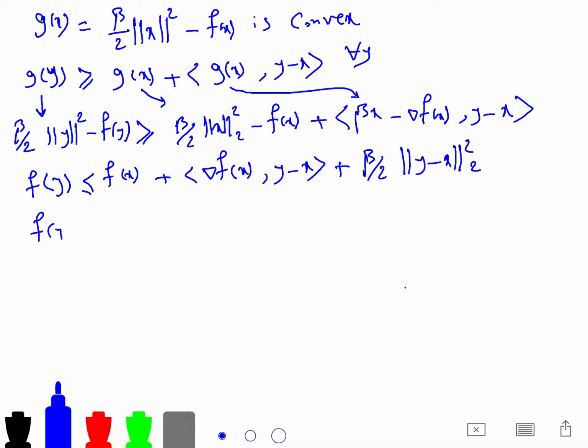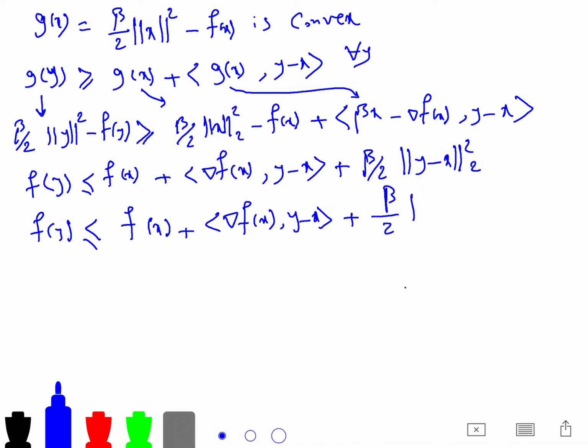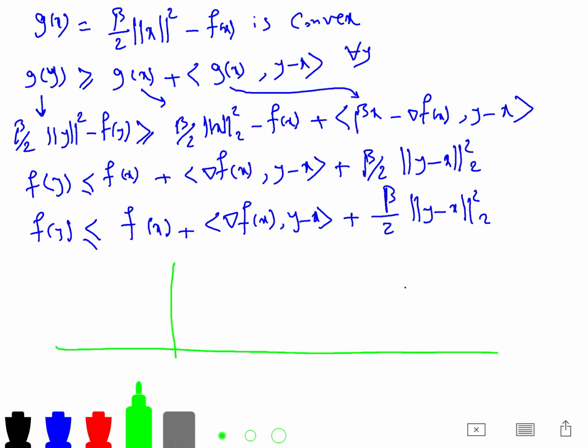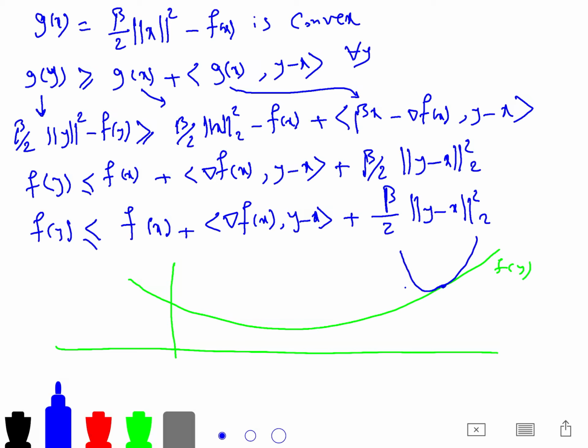And one more time, f of y is upper bounded by f of x plus gradient of f of x times y minus x plus beta over 2 times y minus x squared. Okay, so this has great geometric intuition. If you have a function like this, f of y, you can fit a quadratic on top of it. So this is my quadratic that I fit on top of that. At this point, we can fit a quadratic, so it is upper bounded by this blue quadratic function.